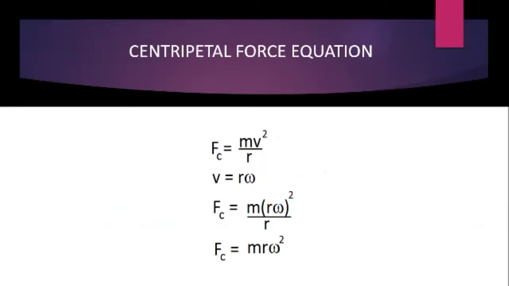Substituting r omega for v and simplifying, the centripetal force equation becomes mass times turning radius times angular velocity squared. The angular velocity can then be easily calculated by counting the time for a given number of rotations.